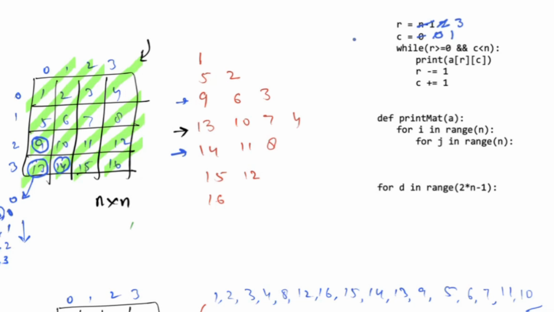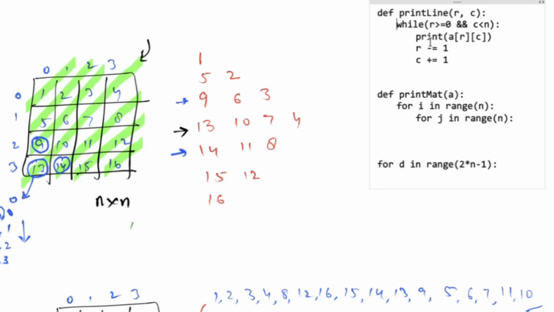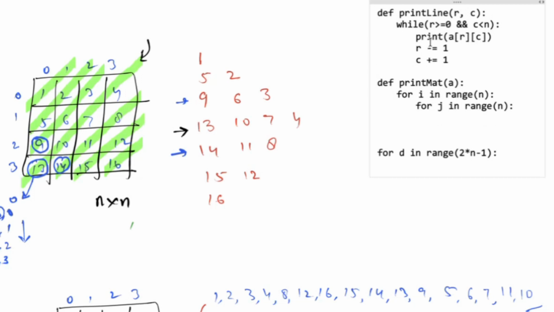So this while loop will print the line, and R and C are the starting point of that line, right? So this is like print line RC. If I pass the correct value of R and C, then it will print the right line, right? Okay. Now, what is the starting point?